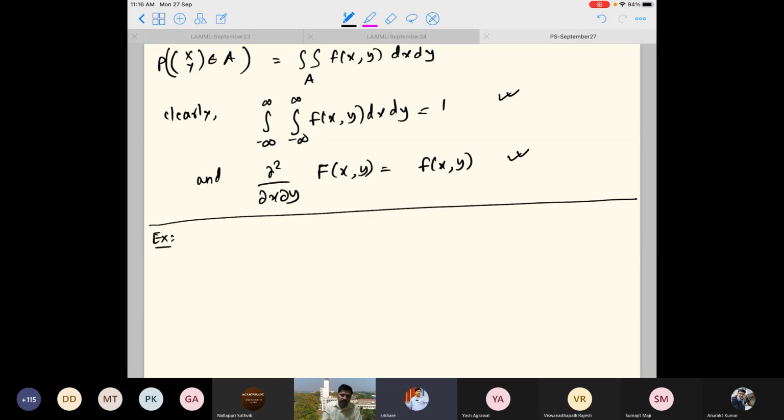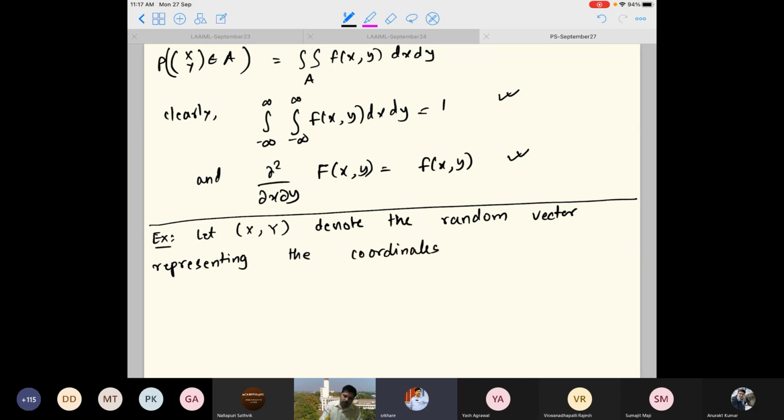So let us take an example. So what is this example saying? Let this random vector X, Y. Please notice sometimes I'm writing it as a column, sometimes as a row, just to make sure that you get comfortable with both types of notation that you will see. Okay. So this X, Y denotes the random vector representing the coordinates of a randomly chosen point.